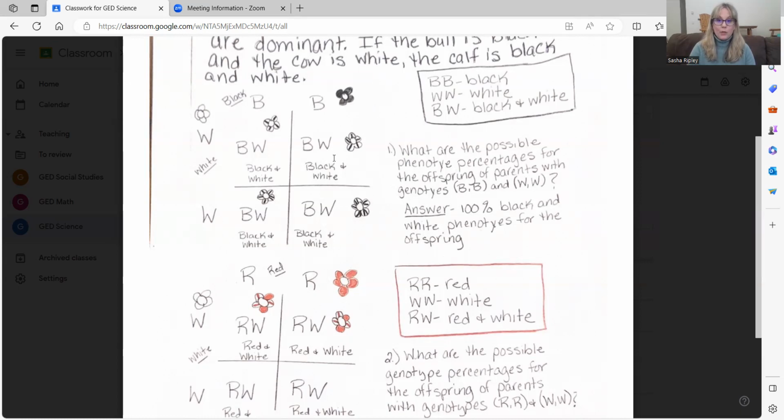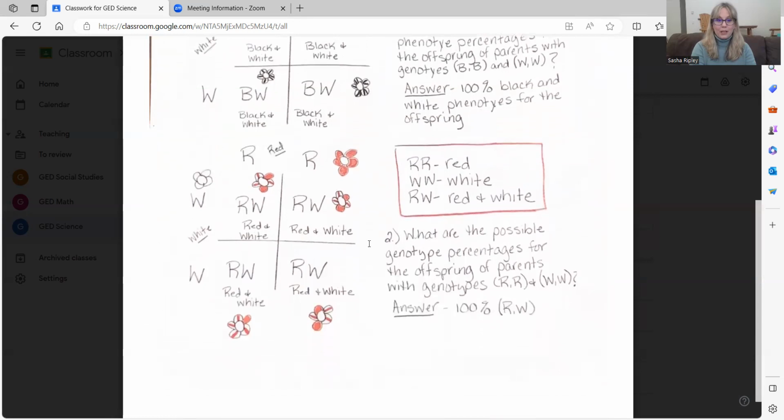Okay, so the possible phenotype percentages for the offspring of these parents are going to be 100% phenotypes of black and white. And the genotype percentages for the offspring are going to be 100% BW.